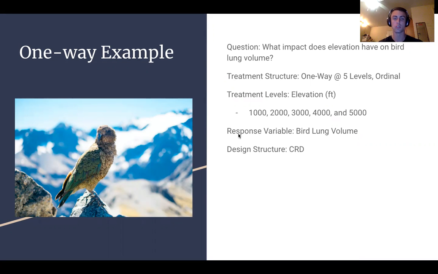Just as a refresher, we're trying to answer the question of what impact elevation has on a bird's lung volume. The treatment structure is one-way at 5 levels, where we're looking at elevations between 1,000 and 5,000 feet with 1,000 foot increments, with the response variable being mean lung volume.